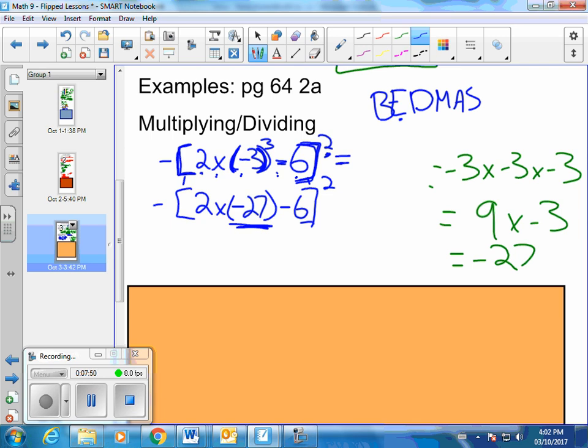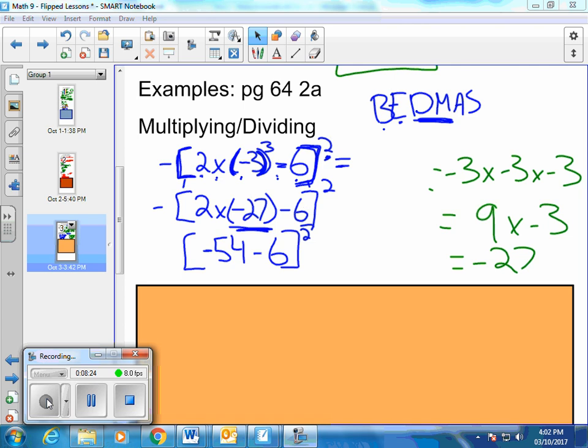So I'm going to keep going, and I'm going to solve down the next one. So I have to look at my order of operations again. I've dealt with my exponents. I don't have any brackets to deal with. First thing up is division and multiplication. So I do have an actual multiplication question here. So 2 times -27, I'm going to put my square brackets in here, gives me -54 minus 6 square bracket squared.